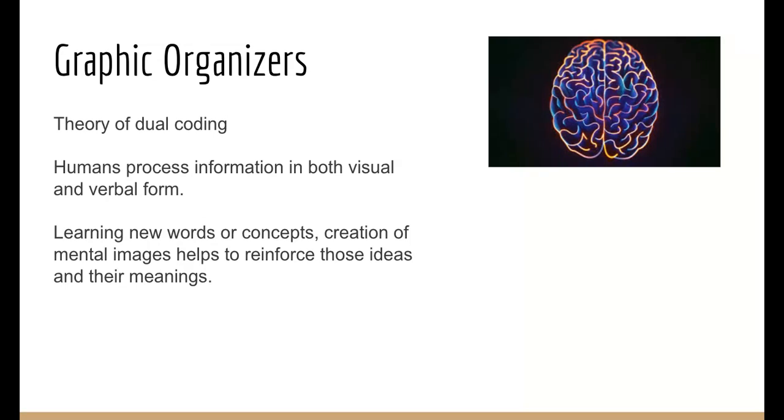So graphic organizers can be explained through this theory of dual coding. The human brain processes information in both visual and verbal form. So when we listen or read, we process information that way and also through visual. When we are either just reading or listening, we're only processing information in one way. When we add a visual component, it opens up another avenue for our brain to process the information.